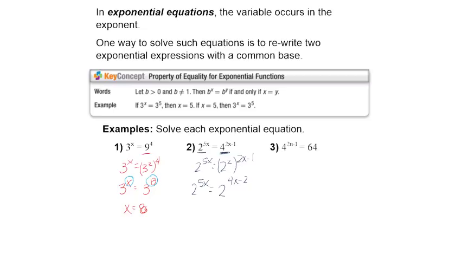And now, since my bases are the same, I can set my exponents equal. So 5x has to be equal to 4x minus 2. And if I subtract 4x from both sides, I get that x is equal to negative 2.